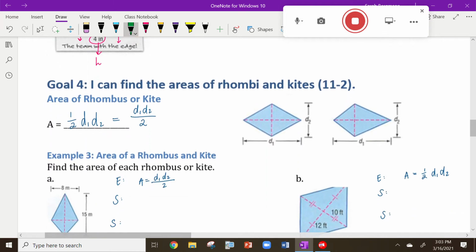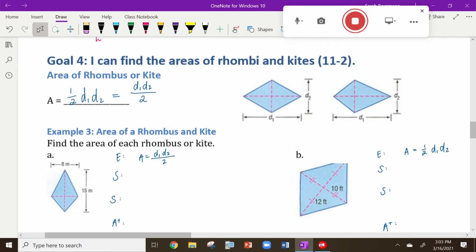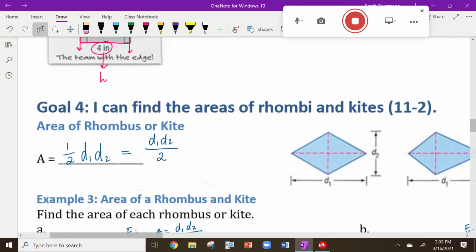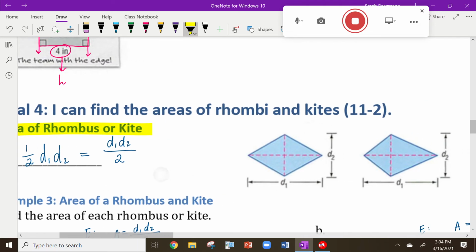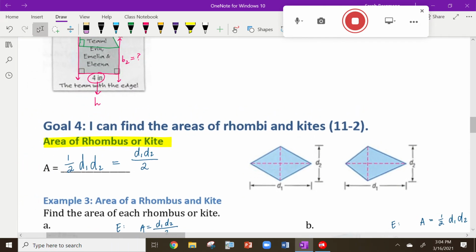All right, let's talk about the areas of rhombi and kites. For the area of a rhombus or a kite, we use the formula 1/2 diagonal 1 times diagonal 2. Another way to think of that is diagonal 1 times diagonal 2 divided by 2. Although a rhombus and a kite are a bit different, remember a rhombus is a type of parallelogram where a kite is not a type of parallelogram, they do have the same formula for their areas.